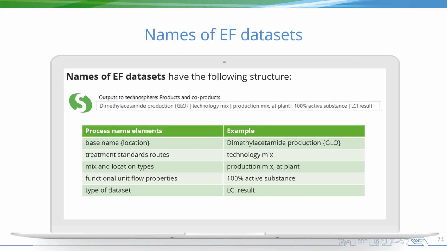So here you see an example, dimethyl acetamide production, that's the base name. GLO is then the location, so that's global. Then we have the treatment standard route, that's the technology mix. Mix and location types, that's production mix at plant. Then the functional units, that's 100% of active substance, and then the type of dataset is LCI result.